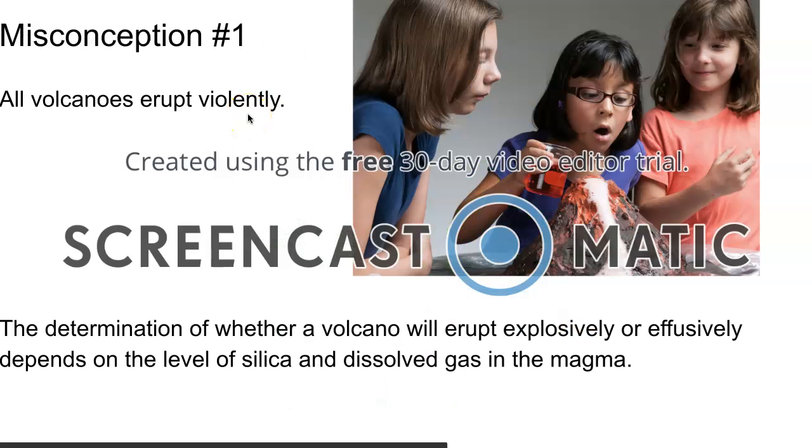We're going to be going over different misconceptions that students may have on this topic. The first one is that all volcanoes erupt violently, when the truth is that the determination of whether a volcano will erupt explosively or effusively depends on the level of silica and dissolved gas in the magma. Students may tend to believe this misconception because many science teachers use the basic baking soda and vinegar model to represent what a volcano eruption is like, when that just doesn't accurately model what an eruption is like, so it may lead to students thinking that they're always very violent and explosive.